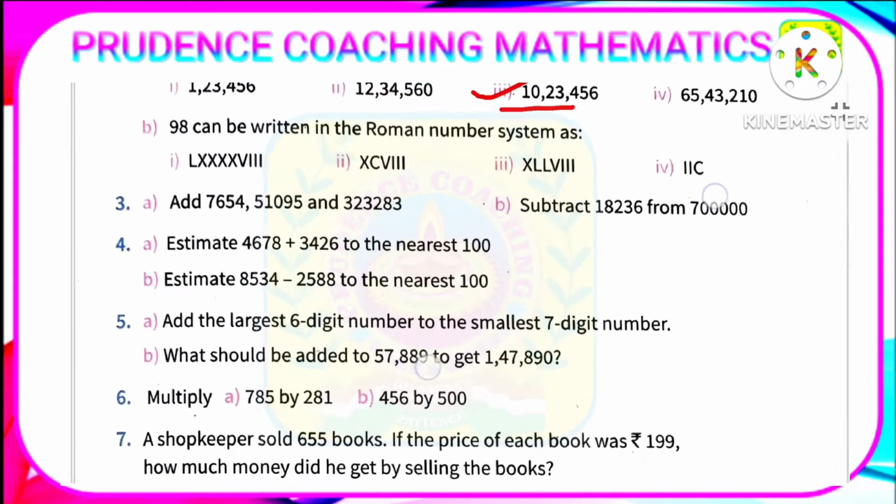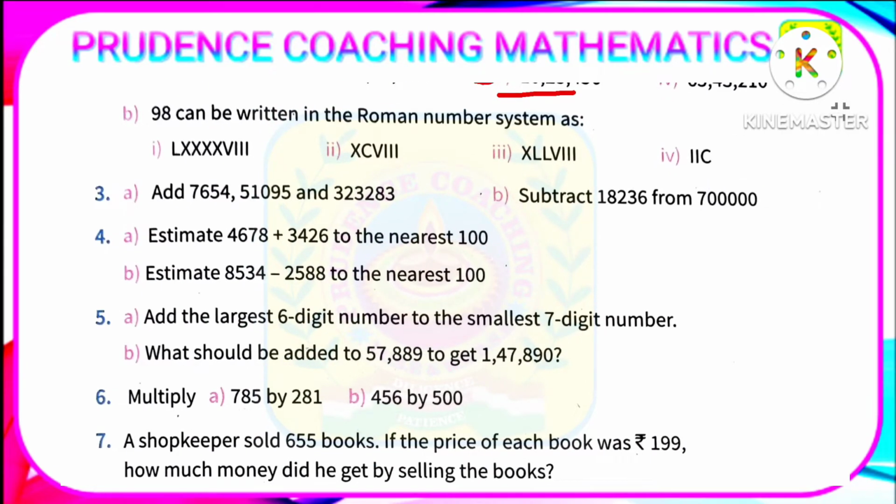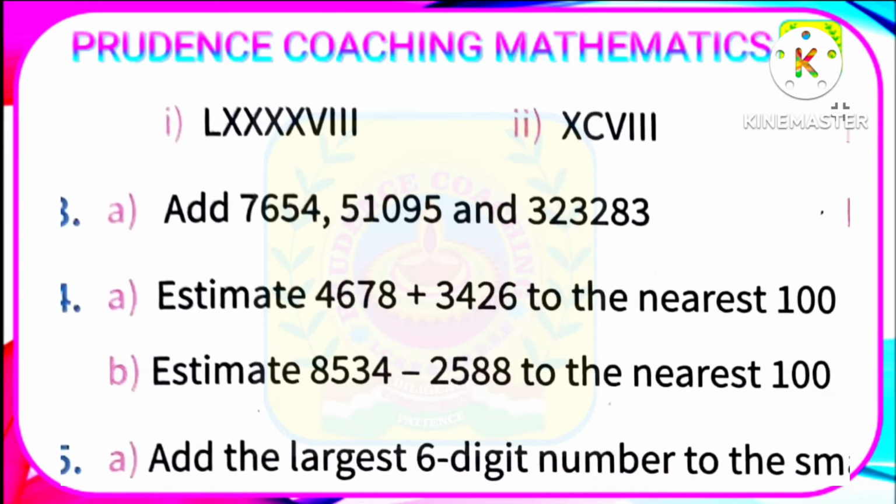Next we have: 98 can be written in the Roman number system as. So 98. The first option given is 50, but here 4 times X. So 4 times X we cannot write in Roman numerals. We cannot repeat any Roman numeral more than 3 times.